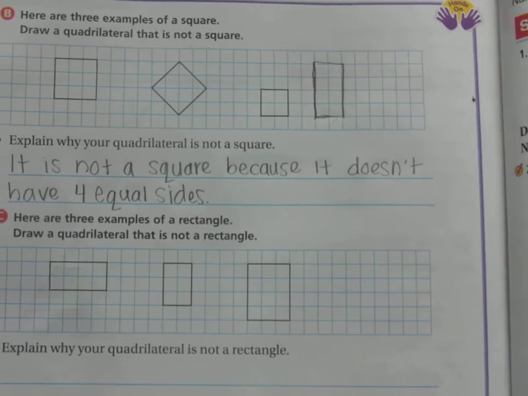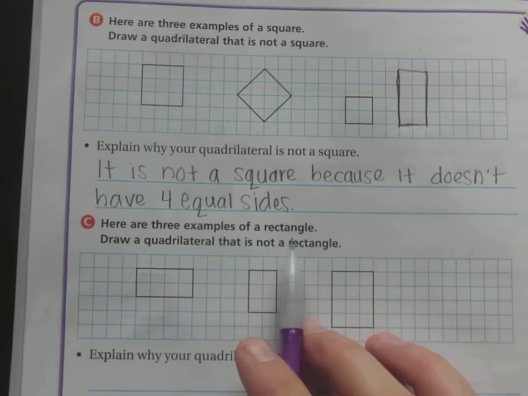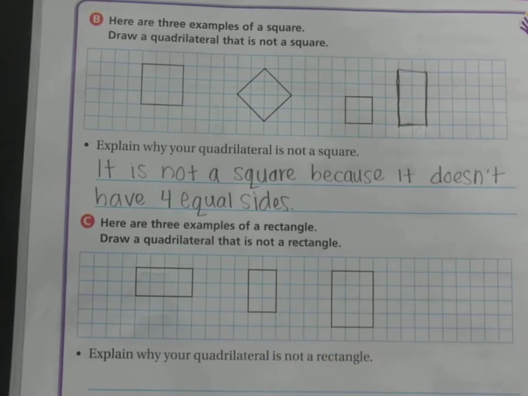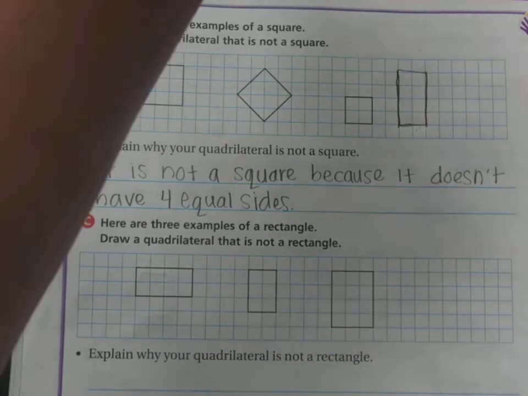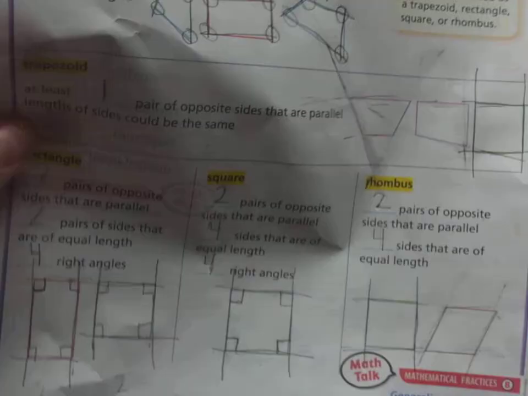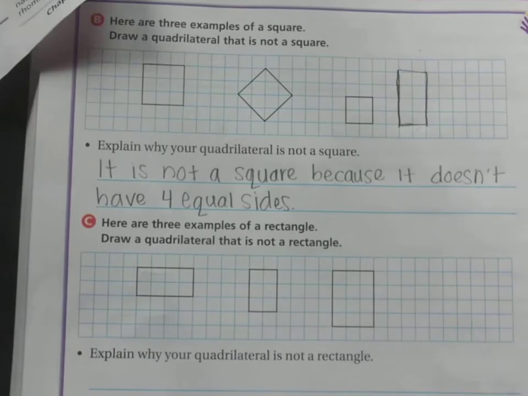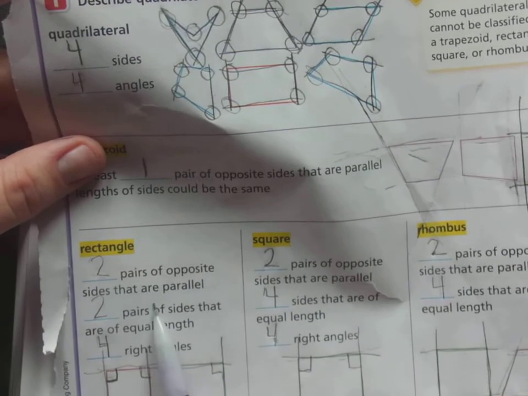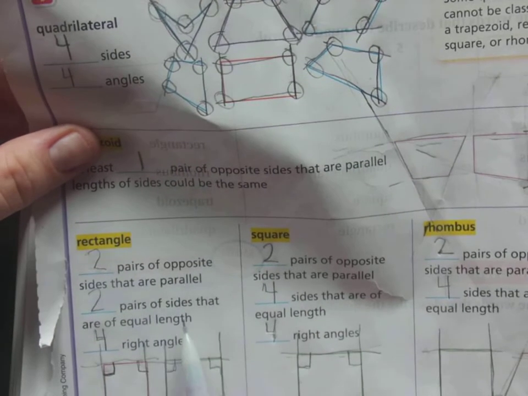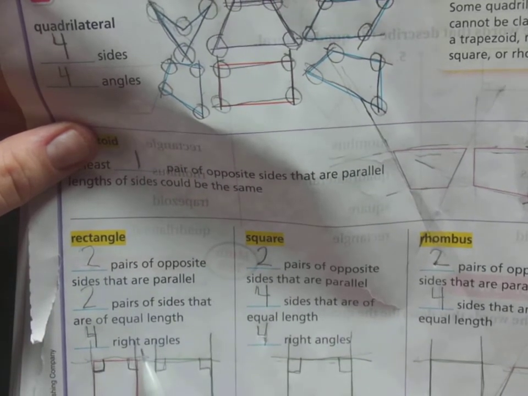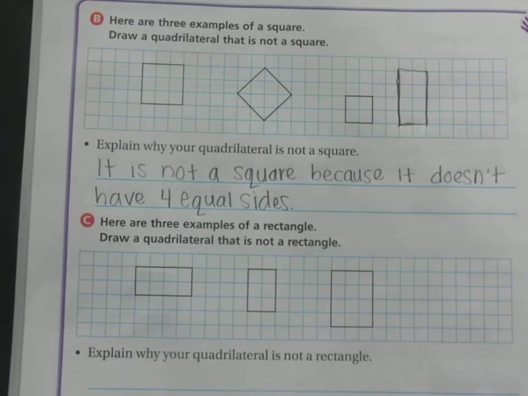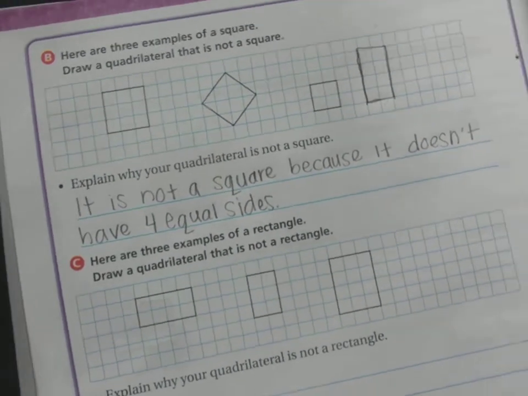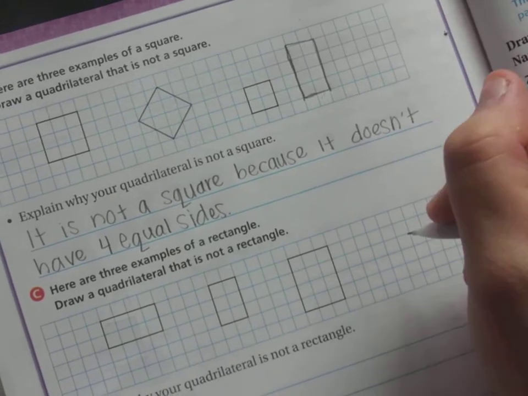All right, next one. Here are 3 examples of a rectangle. Draw a quadrilateral that is not a rectangle. Okay, so let's look here at our cheat sheet. Best friend, BFF. All right, so let's look at that definition of a rectangle. So a rectangle has 2 pairs of opposite sides that are parallel, 2 pairs of sides that are of equal length, 4 right angles. All right. Again, there could be so many different shapes you could draw, but this is a shape I am going to draw.